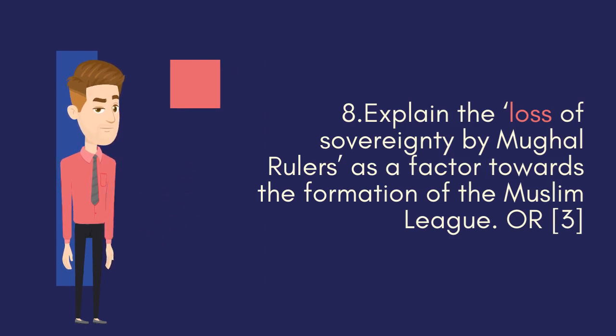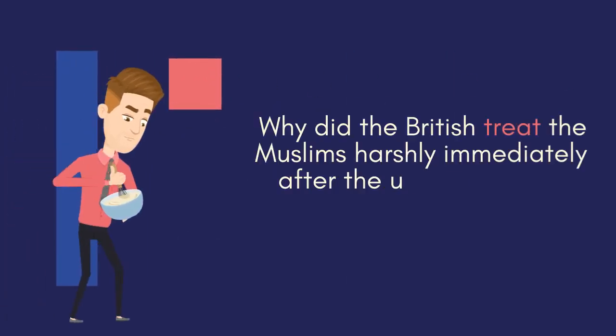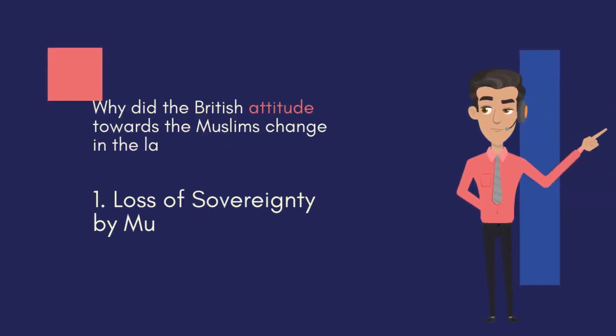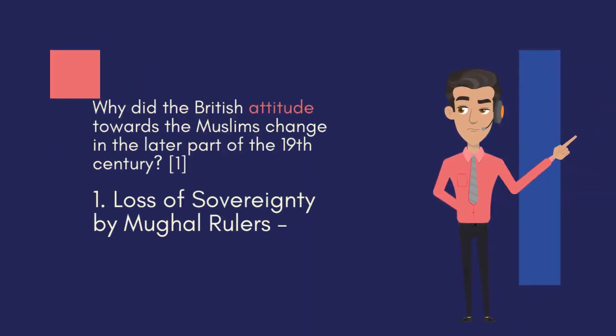Or 3. Why did the British treat the Muslims harshly immediately after the uprising of 1857? Or 2. Why did the British attitude towards the Muslims change in the later part of the 19th century? 1. Loss of sovereignty by Mughal rulers.